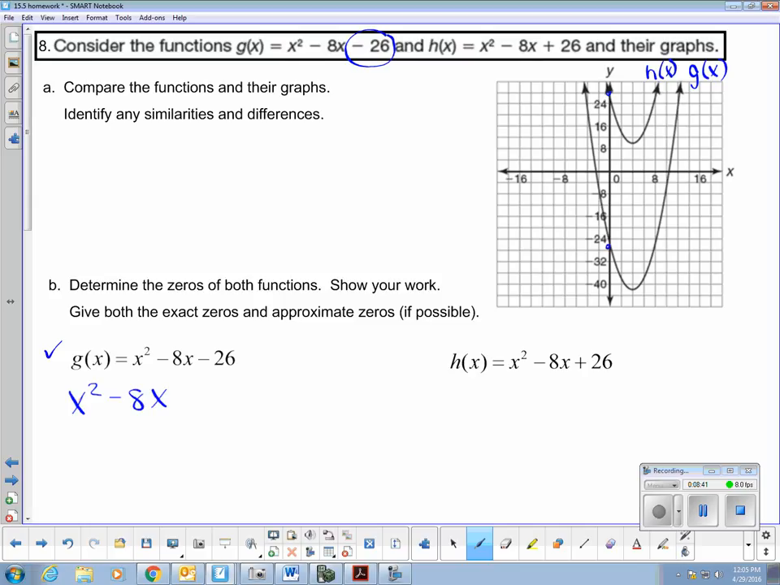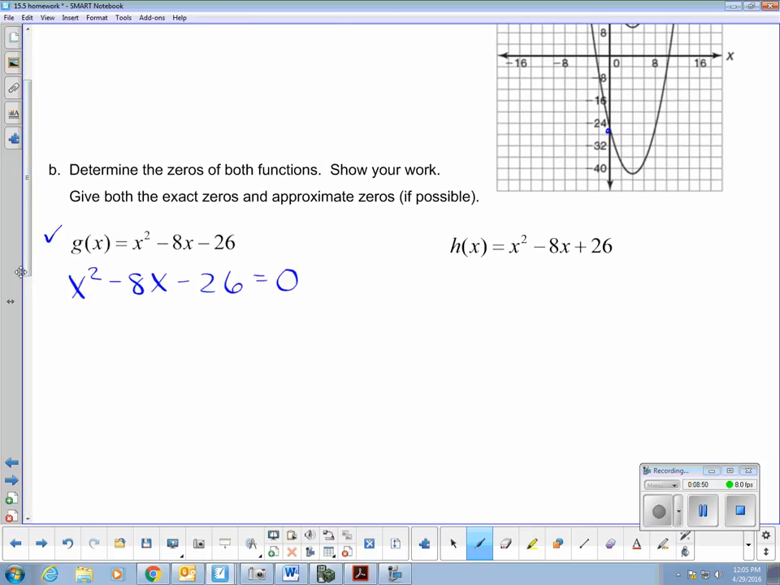So to complete the square, we're going to bring 26 to the right side. Take half of negative 8 and square that. Add that to both sides of the equation. We're going to factor the left side.